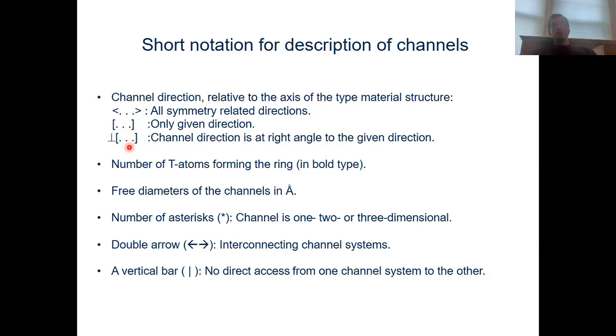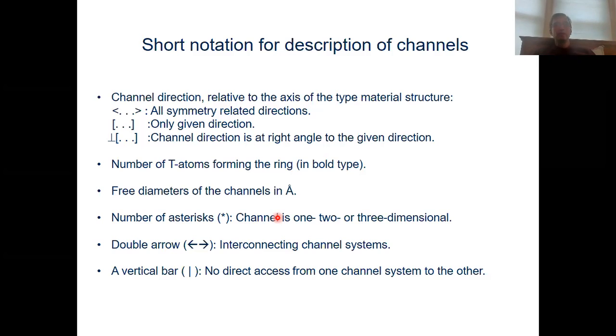Okay, so you also indicate how many tetrahedral centers are within a ring that forms the channels. Okay, you also give the free diameters of the channels in angstrom, and you give by the number of asterisks whether the channel is 1, 2, or 3 dimensional. So if there's 1 asterisk, it means 1 dimensional. If there are 2, then that means 2 dimensional. If there are 3, then that means 3 dimensional.